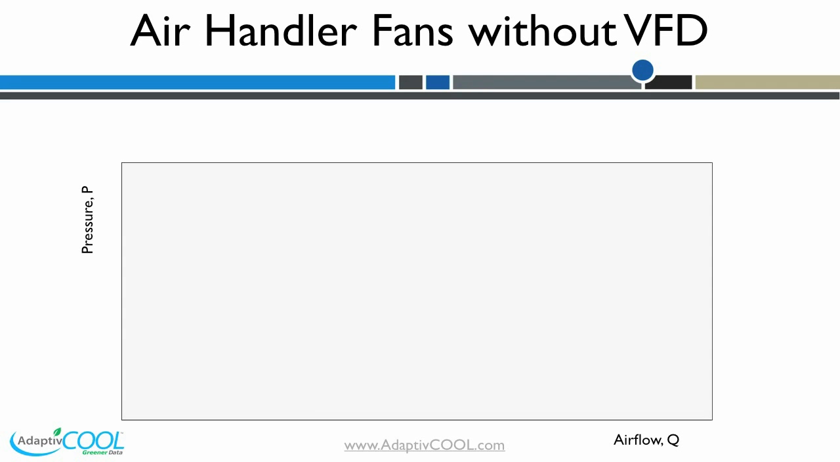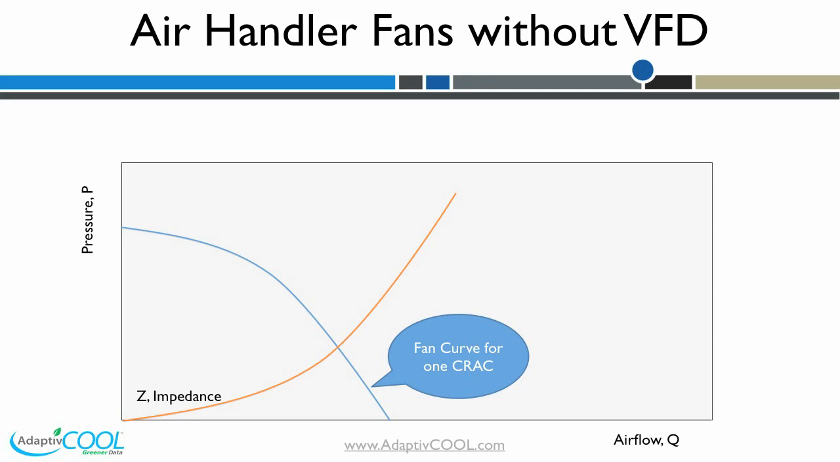A CRAC fan without VFD operates at a constant full speed. It cannot be speed controlled. When one such CRAC is in operation, its pressure airflow fan curve is as shown. By superimposing the impedance curve of the airflow path from CRAC to the perforated tile, we can estimate the airflow Q1 available at the tile.